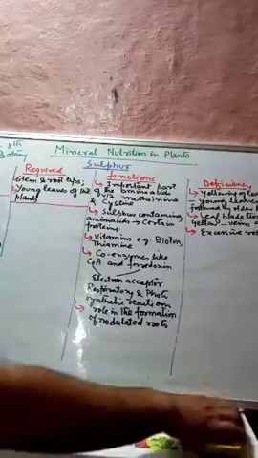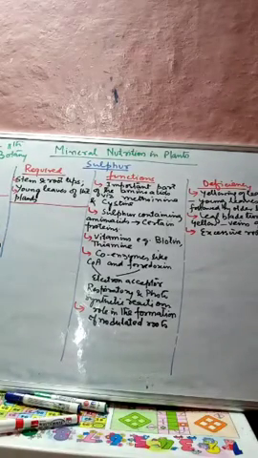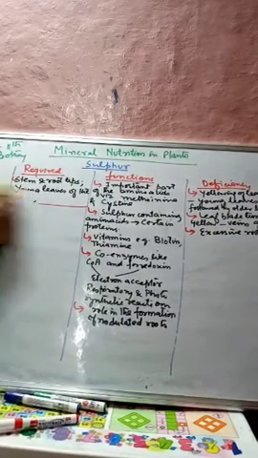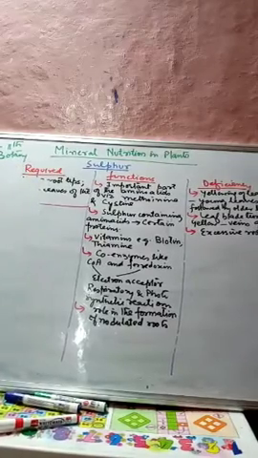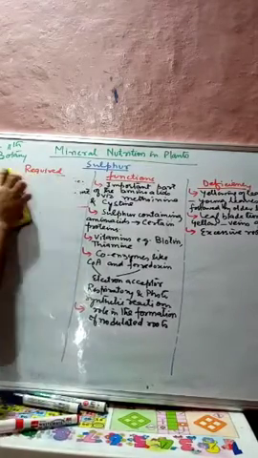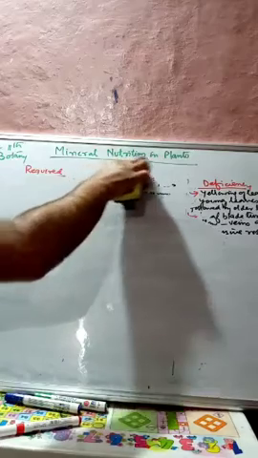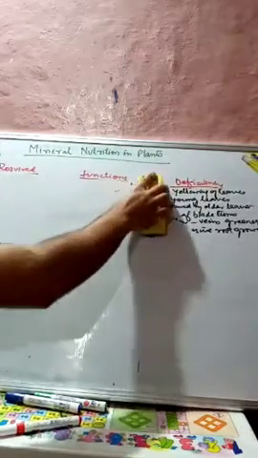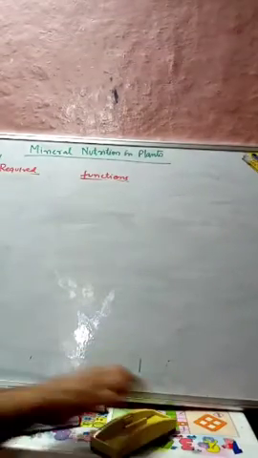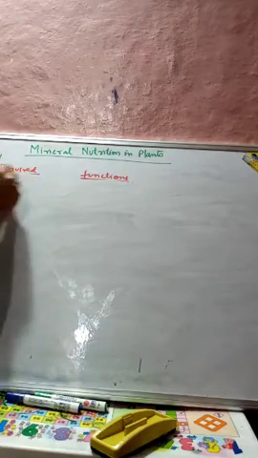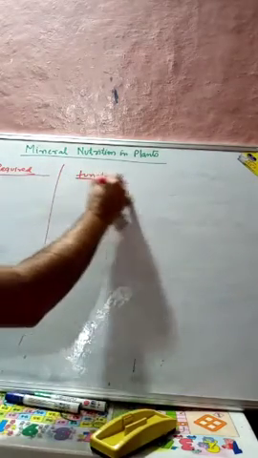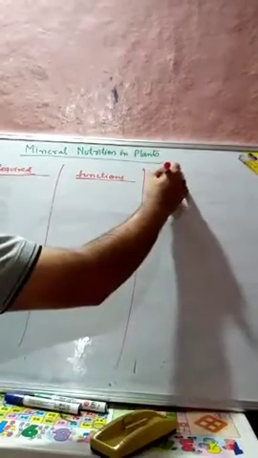Now we will try to take one more micro element. The name of this micro element is iron, and this iron, one minute. The required form, where it is required, this is the function, and the last one is the deficiency.